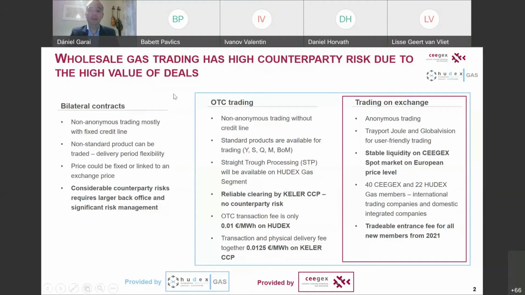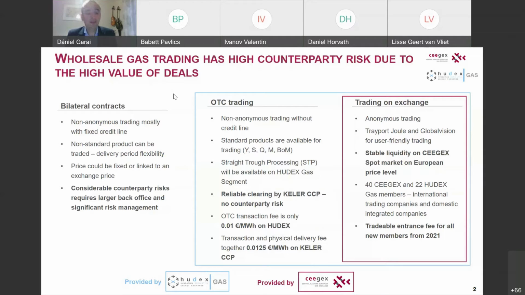And basically, trading on exchanges, the last type of trading, is completely anonymous trading on markets, where we have a stable liquidity on our spot market. The price levels are, of course, very interlinked and very close to other European exchange markets. That shows the liquidity for, I would say, many years now already. That's quite a significant achievement, I would say, for our market.